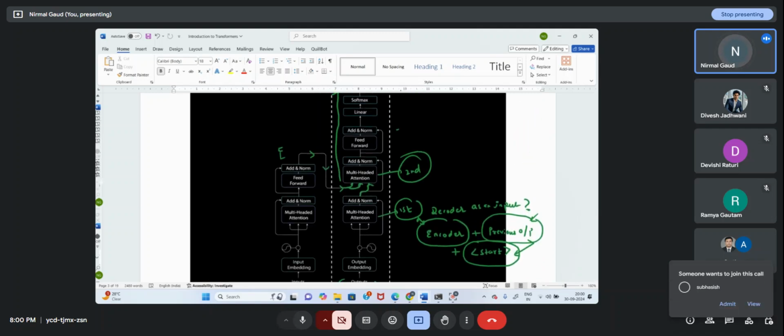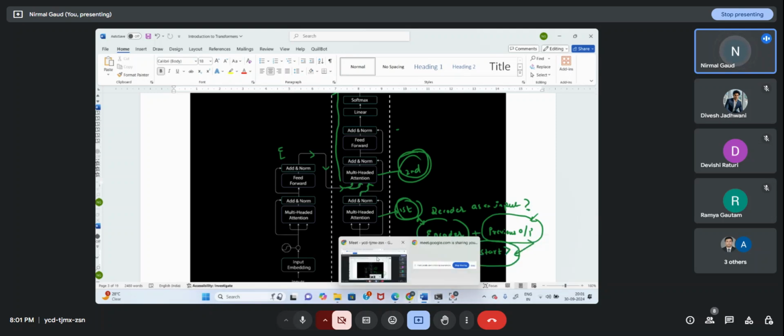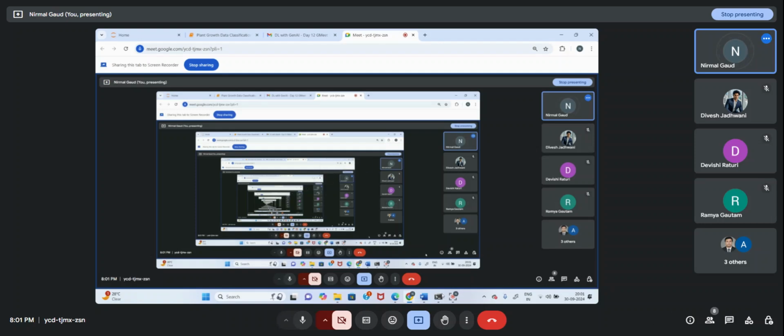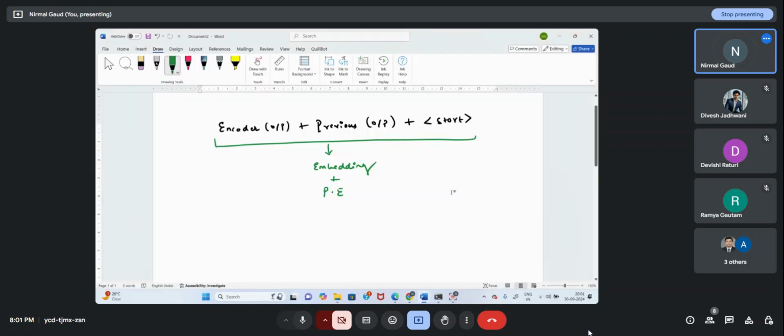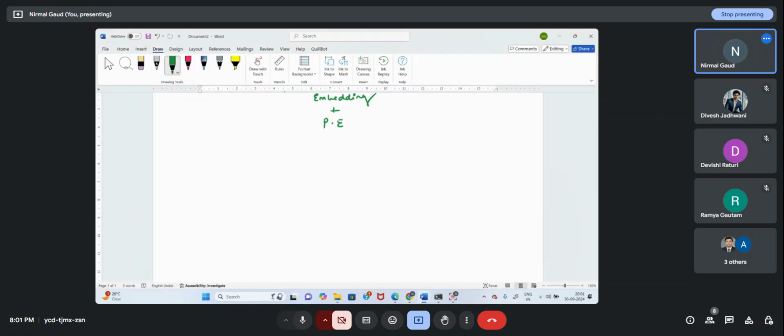This is your multi-head attention, this is your first, and this is your second multi-head attention. Whatever output you get from here, you are forwarding to the next multi-head attention, that is the second multi-head attention. And still the phenomenon is not yet over to understand.